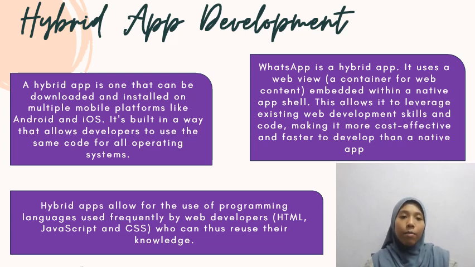A hybrid app is one that can be downloaded and installed on multiple mobile platforms like Android and iOS. It's built in a way that allows developers to use the same code for all operating systems. WhatsApp is a hybrid app. It uses a web view, a container for web content, embedded within a native app shell.